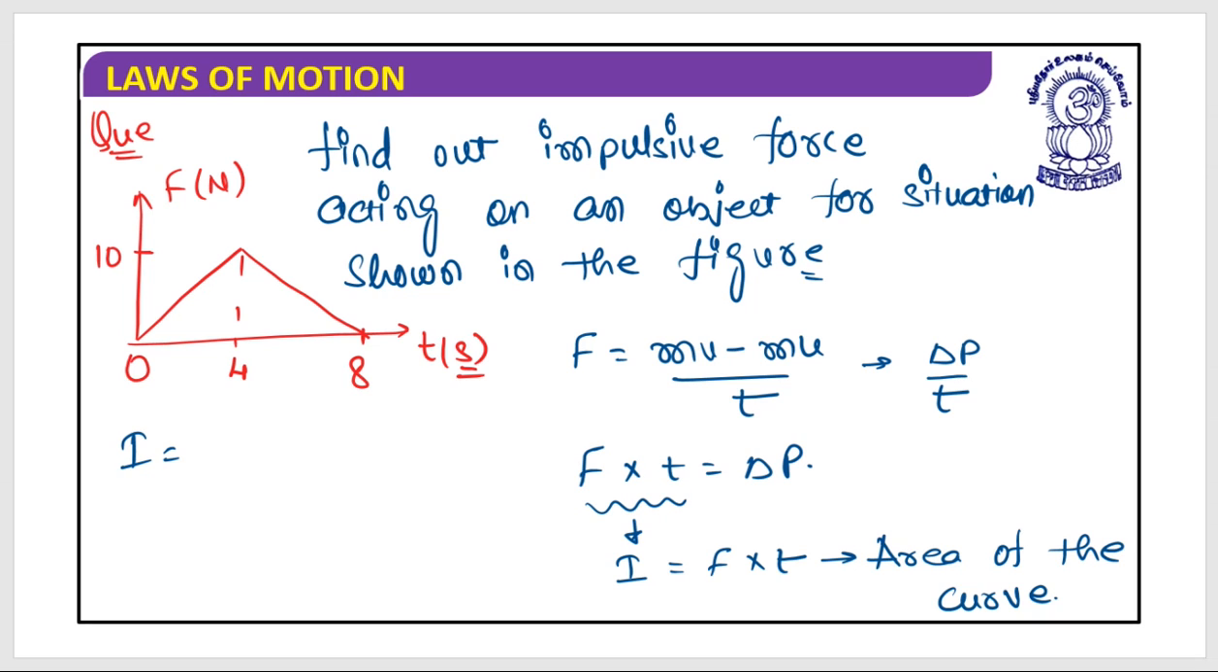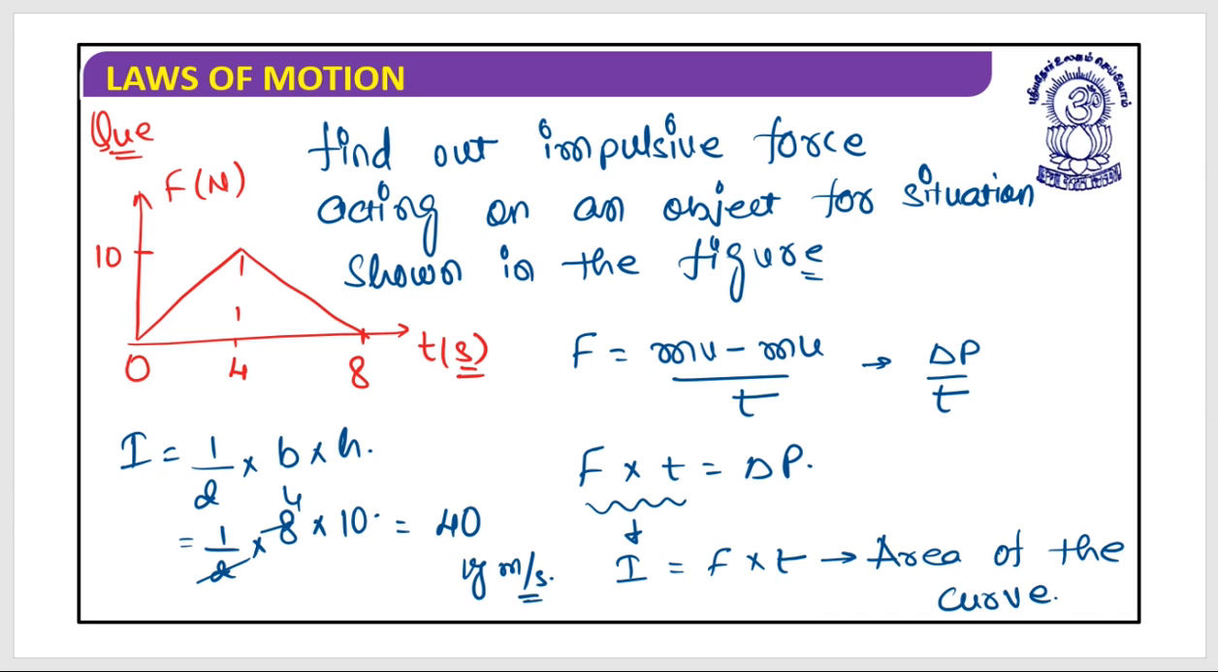Now how can I calculate the area of the curve? I equals, I can see this is a triangle, half into base multiplied by height. This equals 1 by 2 multiplied by 8 multiplied by 10. This is 2 4s are and 4 10s are, which is 40 kg meter per second or Newton into second. Is it clear? Great. So can you do this kind of questions? Will you be able to solve this kind of questions? Are you sure?